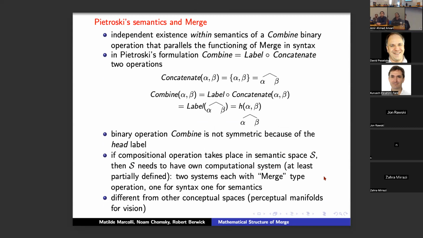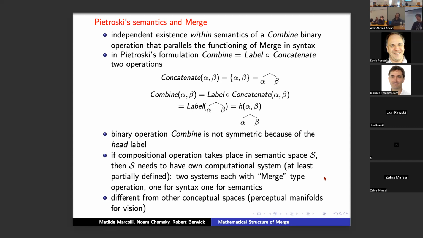Let me talk a little bit more about some semantic aspects instead. I'm gonna look at a particular way of thinking about the relation between semantics and the merge operation, which is compositional semantics, designed to have a close relation to the generative process of merge.